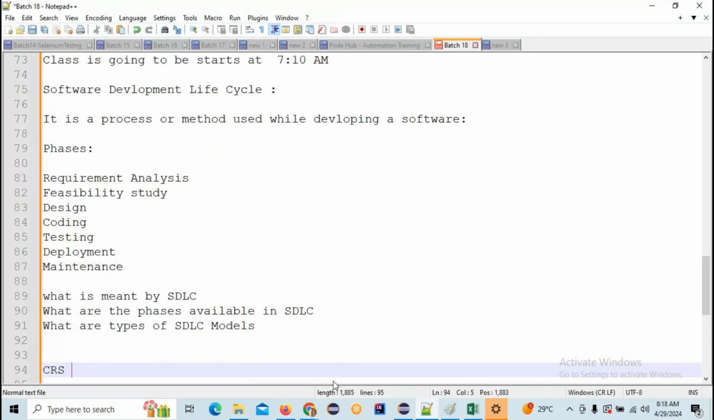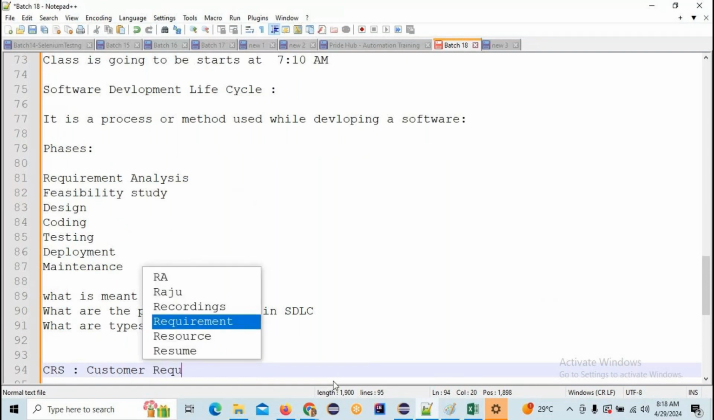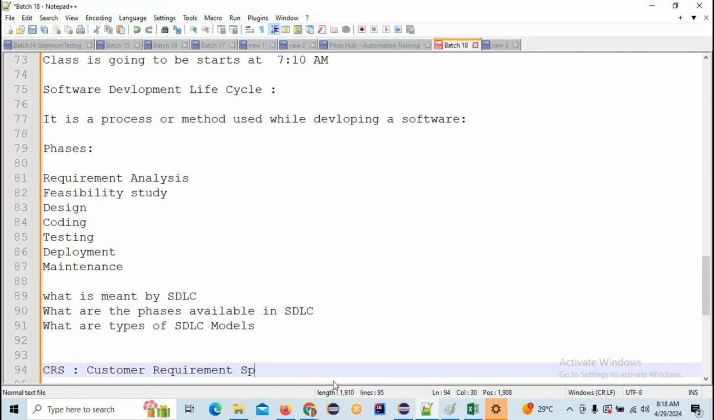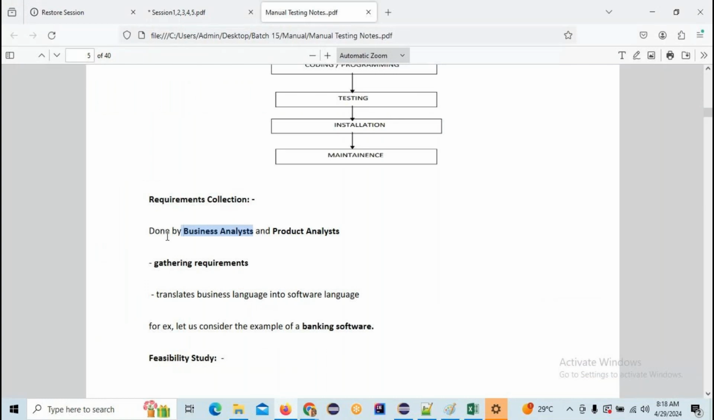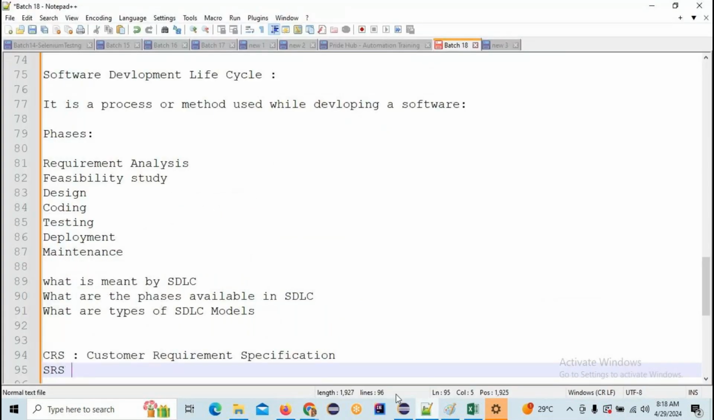CRS document, remember all these terminologies, guys. Customer requirement specification. Once the customer gives the CRS to the software company, to the business analyst and product analyst, what these two people will do is convert that CRS into the SRS. Whenever the customer gives that document as a CRS, it is from the customer's point of view.